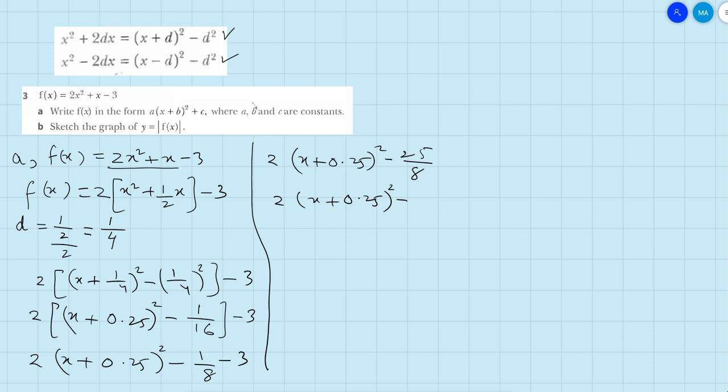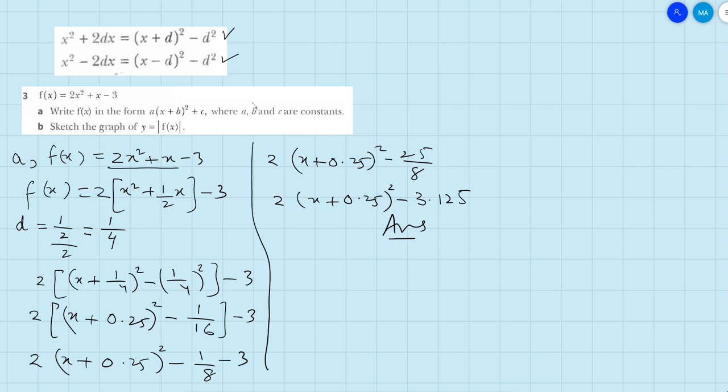3.125. And this is the answer of part A. This is the requirement: write f(x) in the form of a(x + b)² + c.